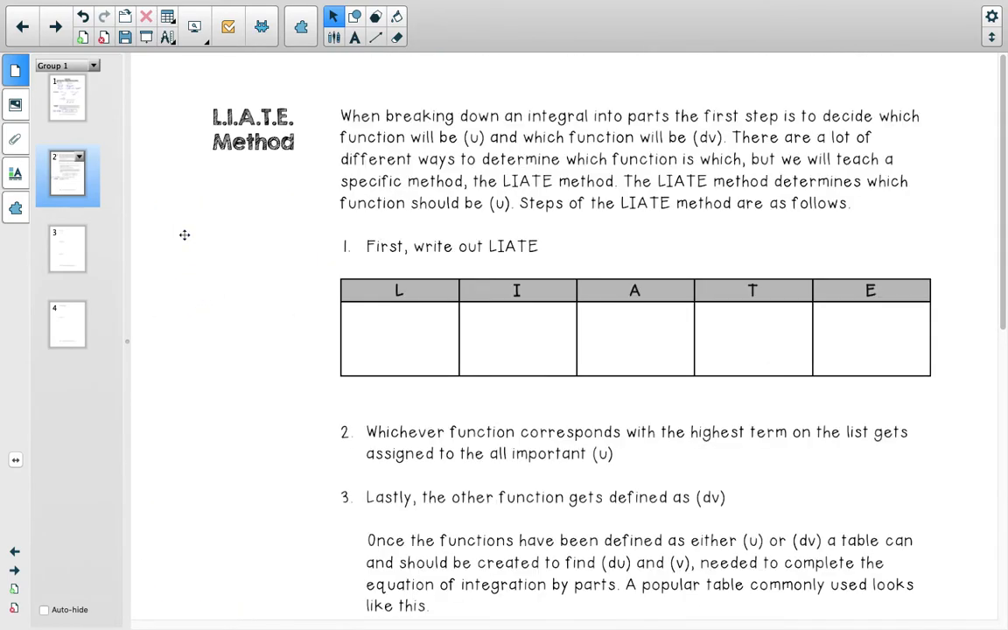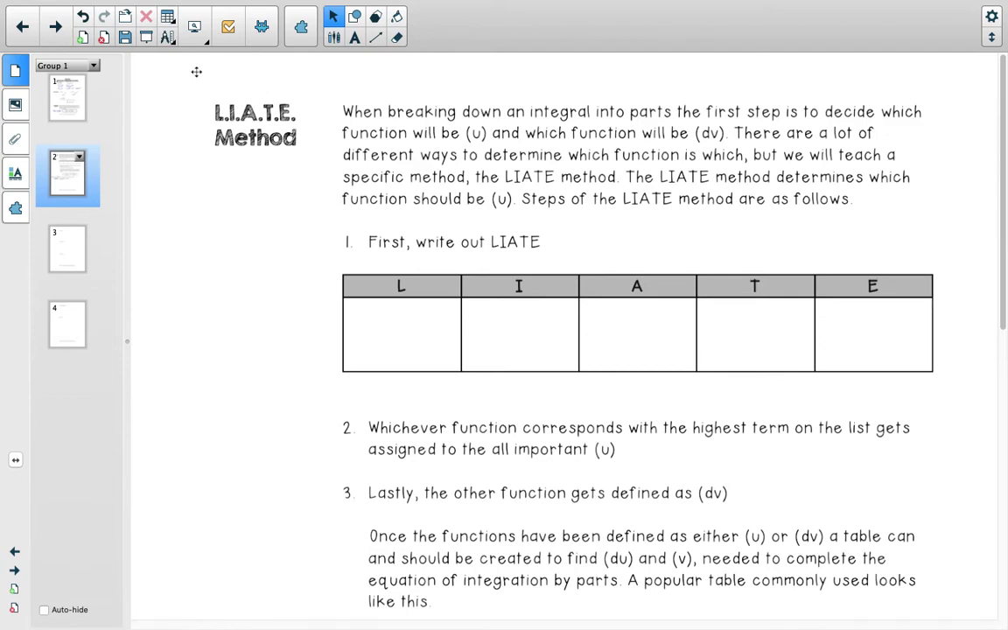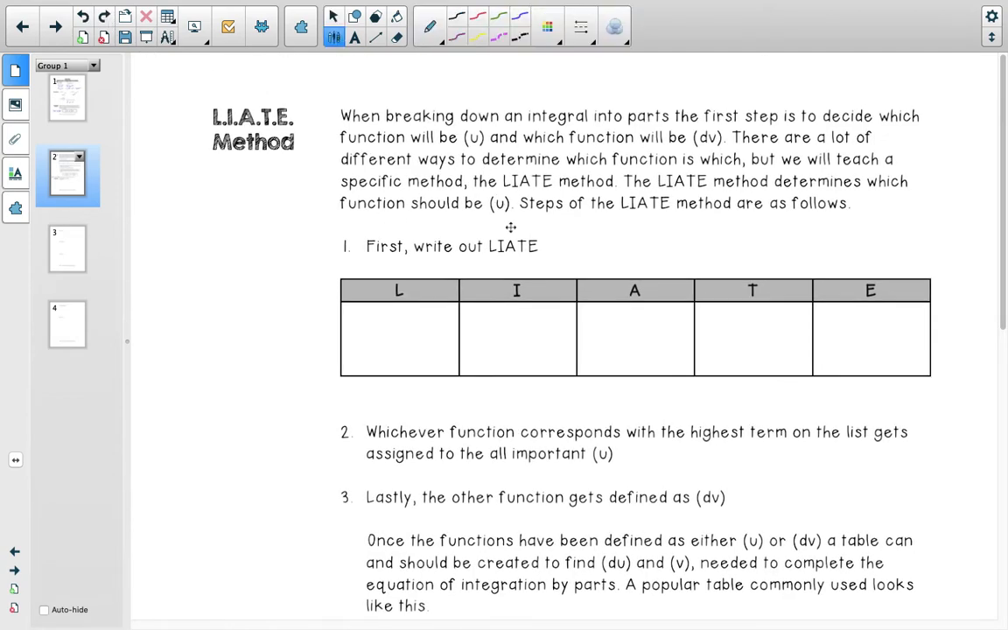All right, so the first thing we need to talk about is this LIATE method. And the LIATE method is basically an acronym to help break down what you're going to use to figure out the u. How to choose u.